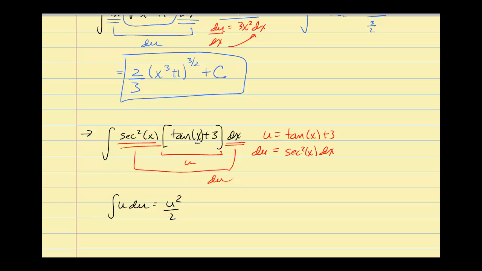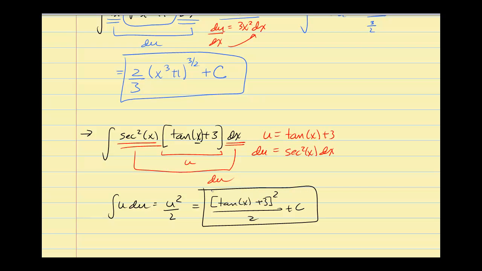My solution right now is in terms of u, and it needs to be in terms of x, so I need to substitute back in. U was this entire binomial, tangent of x, and remember, x is the argument of my trig function, plus 3, quantity squared, all over 2 plus c. That's my solution. Now remember, we could check this by taking the derivative.